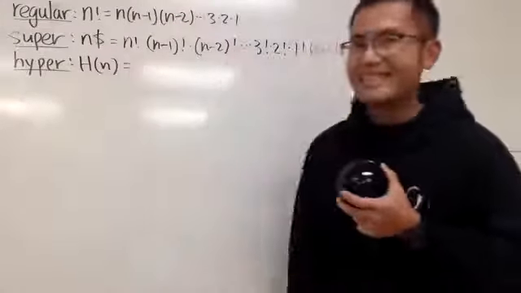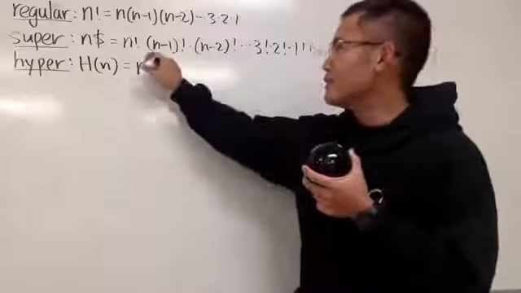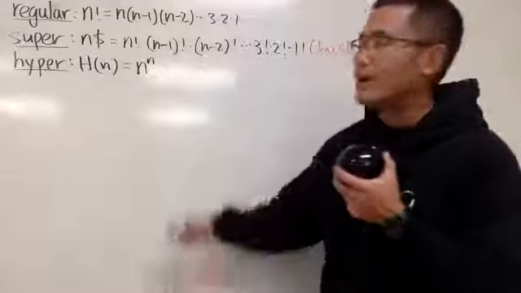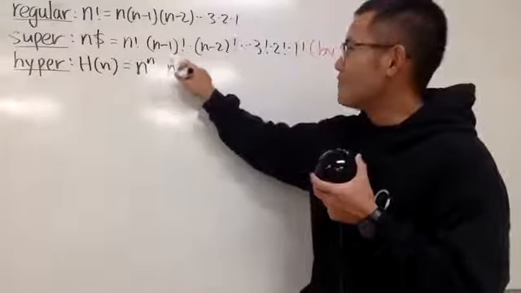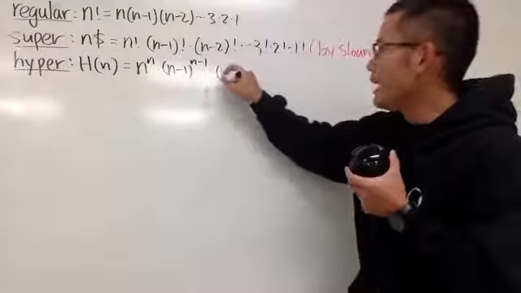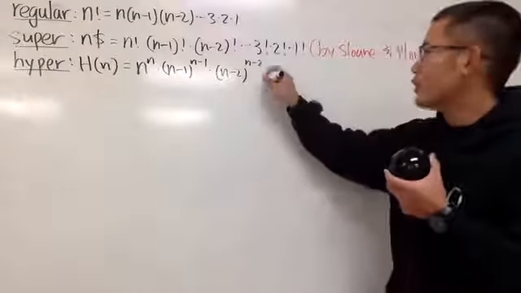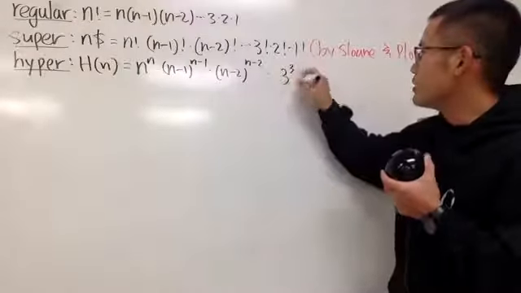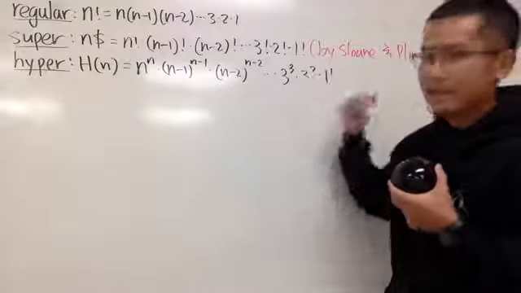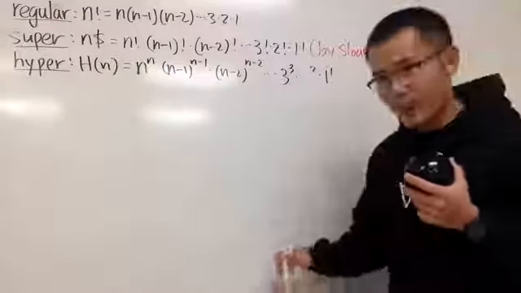Anyway, for the hyperfactorial, we only have one definition, and the notation is we use H of n like this. What we do is we start with n and raise it to the nth power. Yes, this is big enough already, but we will have more. What we do next is we have n minus 1 raised to the n minus 1 power, and then we multiply by n minus 2 raised to the n minus 2 power, and so on. 3 to the third power, 2 to the second power, 1 to the first power, like this. So this right here is the hyperfactorial.